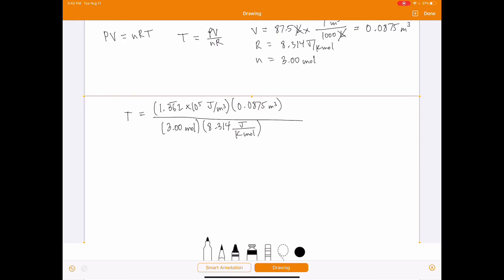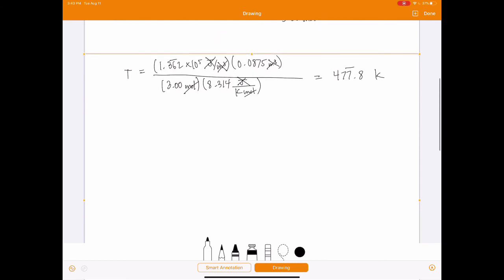Okay, let's take a look at the units here. Units of moles cancel. Units of joules also canceling. Meters cubed also canceling. All we're left with is units of Kelvin, which is what we expect. We're calculating a temperature after all. So this works out to 477.8 Kelvin.